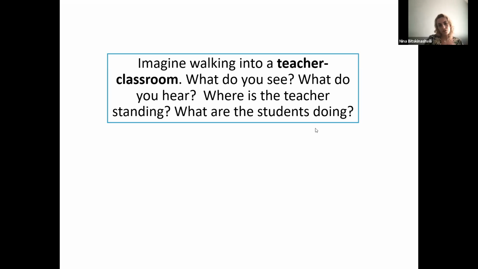In this case, the teacher is not standing in one point, even though the regulations do not allow me to go to the students. Still, I'm not standing in front of the students. Well, I imagined, Nina, I just imagined, the question was to imagine a teacher-centered classroom. Well, I definitely imagined.